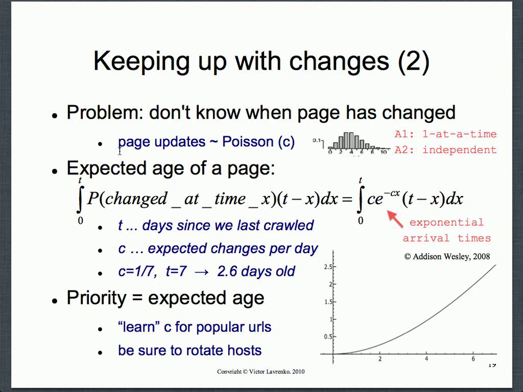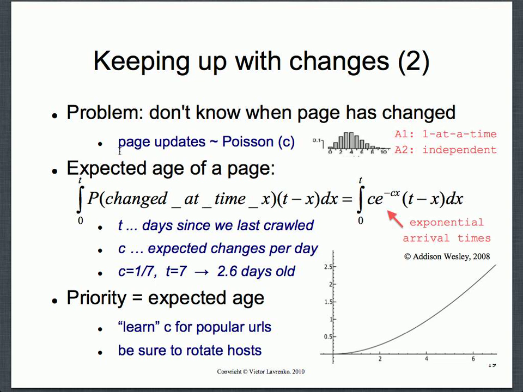And I guess here's an example. So if you know that the page changes once every 7 days and you haven't crawled it for 7 days, then it's not 7 days old, the expected age. It's not 3.5 days old, as the naive estimate might say. It's actually on average going to be 2.6 days old in a situation like that. Right? So it's not half of t. It's actually smaller than t. See, it's sublinear growth.